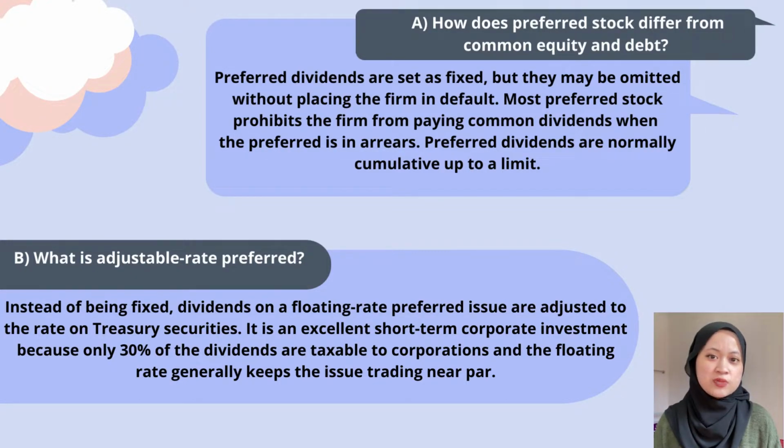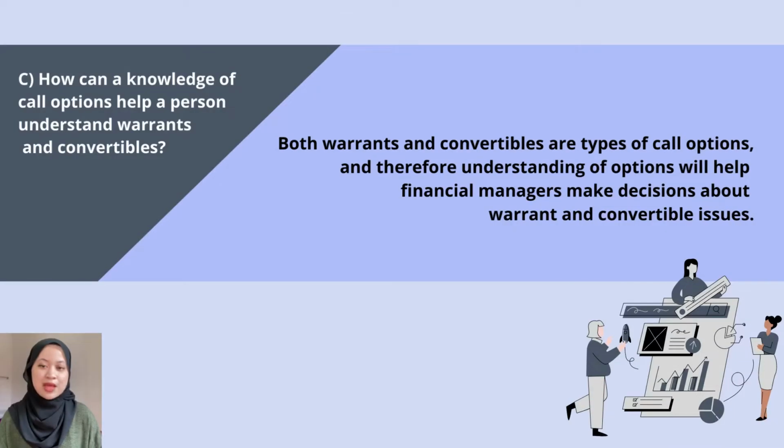Next, what is adjustable rate preferred? Adjustable rate preferred is an excellent short-term corporate investment because only 30% of the dividends are taxable to corporations, and the floating rate generally keeps the issue trading near par. The next question is about how a knowledge of options can help a person understand warrants and convertibles. Both warrants and convertibles are types of call options, and therefore an understanding of options will help financial managers make decisions about warrant and convertible issues.